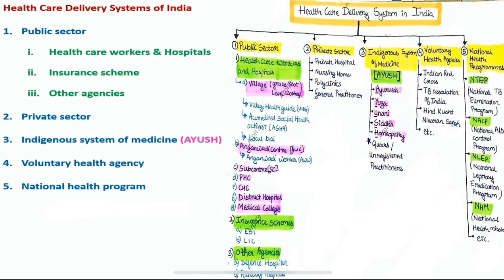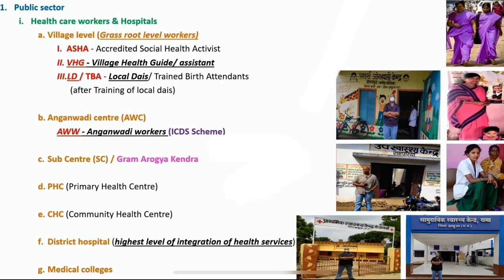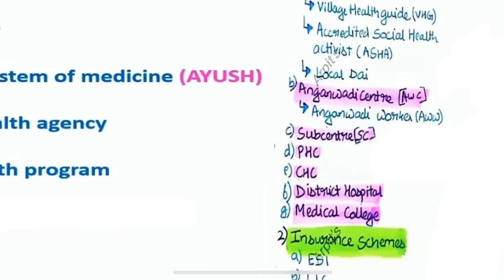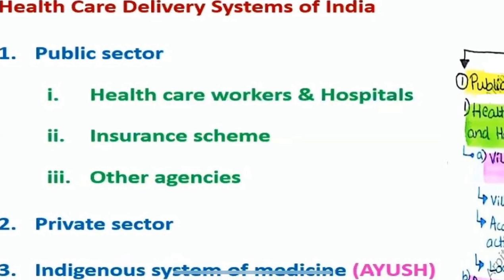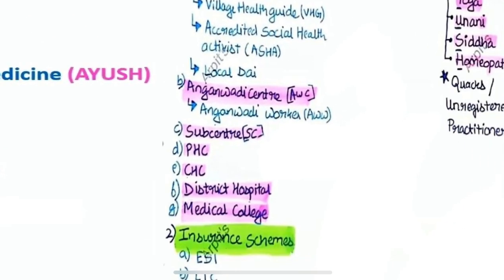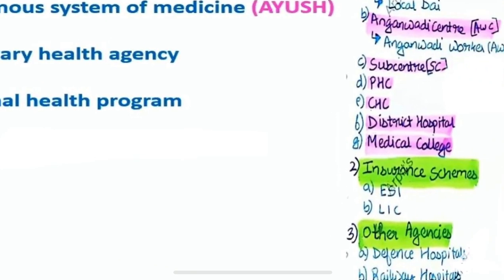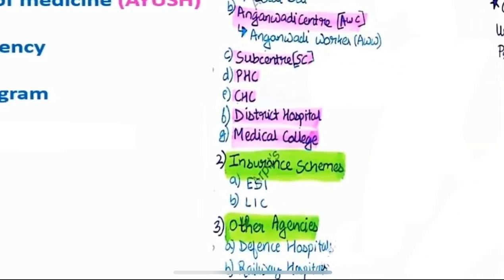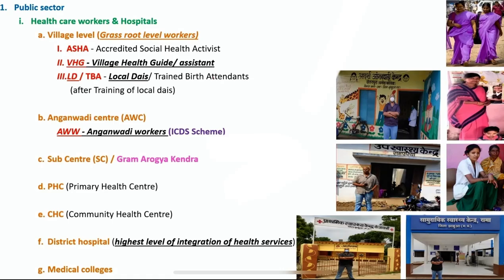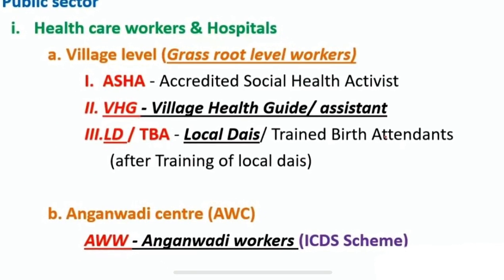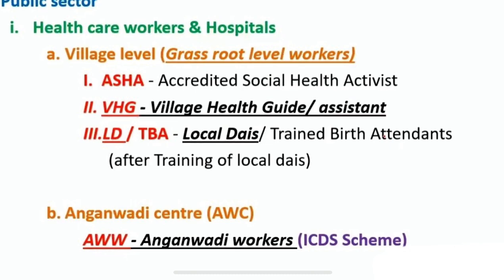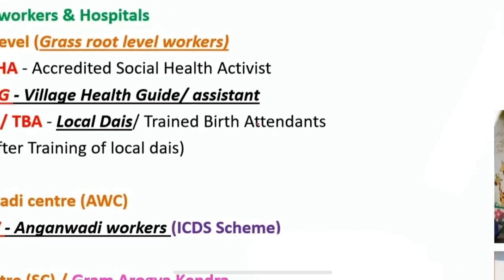Okay, so this was all about the healthcare delivery system which we listed out. Now let us see about the public sector in detail. So in the public sector, what did we have? Healthcare workers and hospitals, under which the village grassroots level we saw, followed by district, medical colleges, insurance and other agencies. Beginning with the healthcare workers and hospitals, at the village level or grassroots level, we have the ASHA worker, which is accredited social health activist.